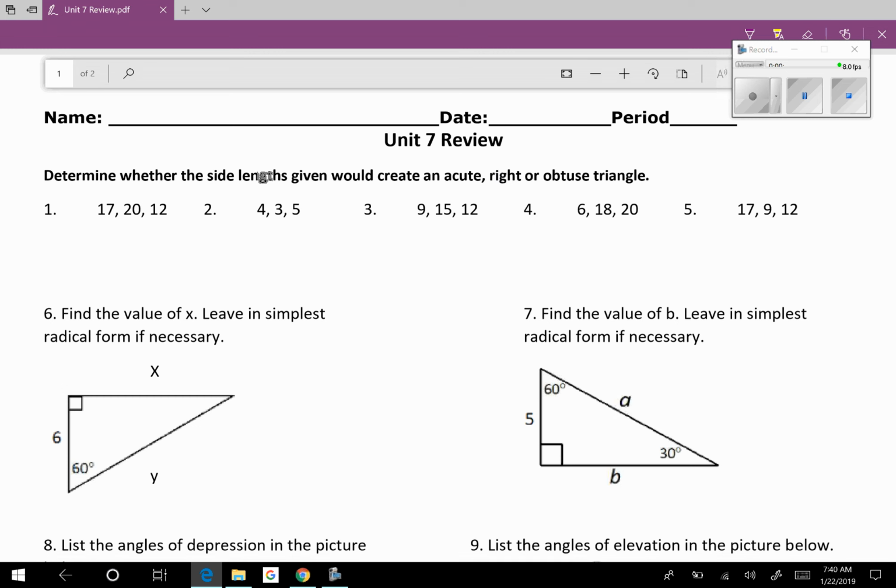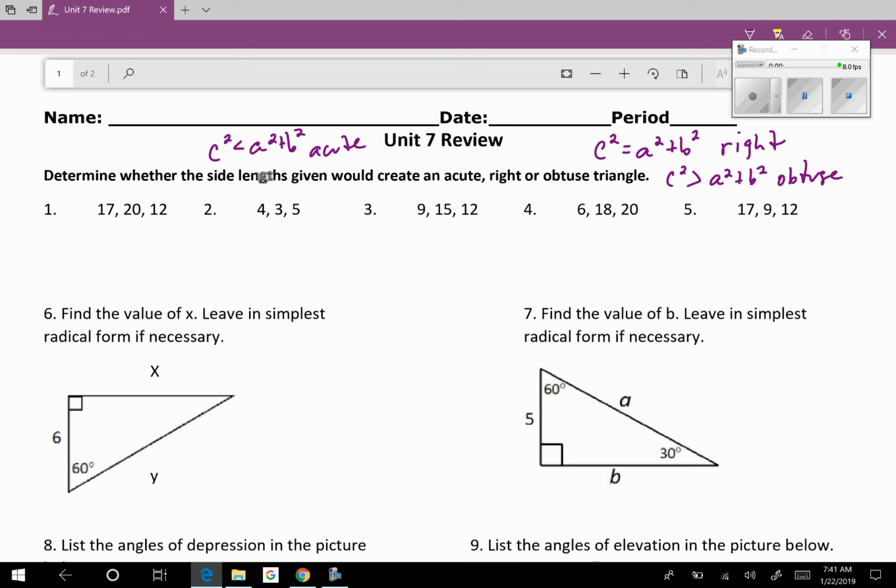So remember, if c squared is equal to a squared plus b squared, it's a right triangle. If c squared is greater than a squared plus b squared, it's obtuse. And if c squared is less than a squared plus b squared, it's acute.